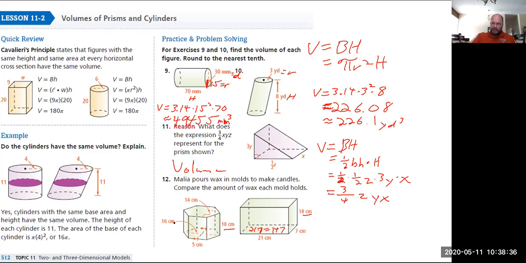Answering a question in the text, yes, I said that volume is a good chunk of the test, yes.